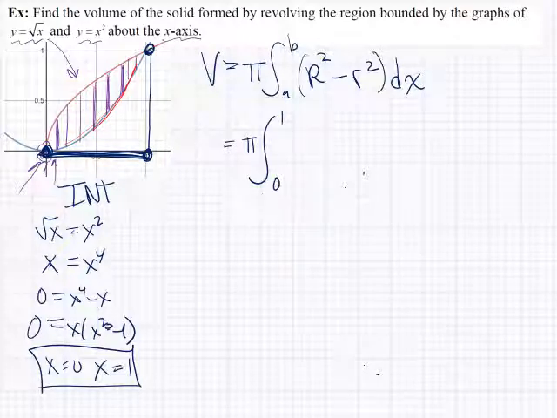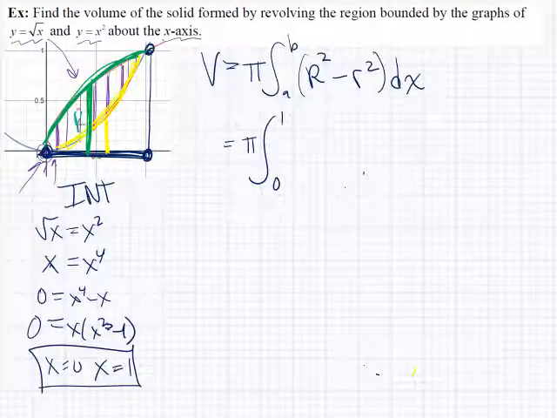Now my radii. I have my inner radius, which is little r, the inside of the figure. And then I have my outer radius, which is this radius here, to the outside of the figure. So big R, little r. And I've got to decide how I'm going to calculate those.